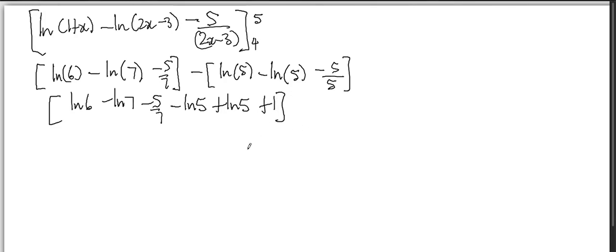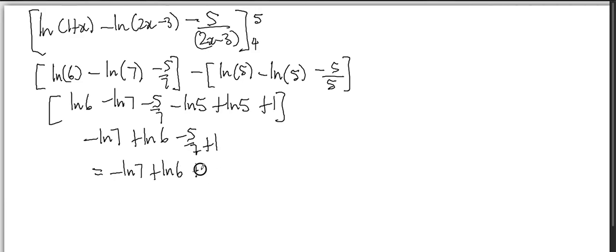Okay, so when I simplify this, what I'm going to do, I'm going to take out negative ln 7 plus ln 6 minus 5 over 7 plus 1, and this is negative ln 7 plus ln 6 plus 2 over 7, which I can write as ln of 6 over 7 plus 2 over 7.